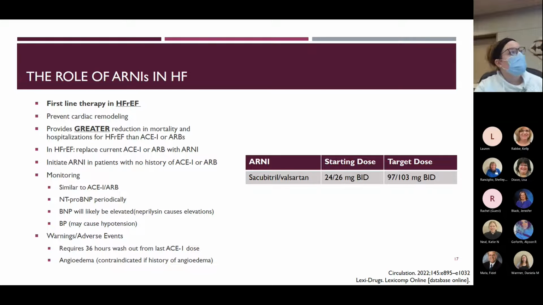And then the target dosing is available for your reference on the side. So we typically start at the lower end at the 24/26 milligrams twice daily, and then work our way up to the target dose of 97/103 twice daily. It is important to note as well that this is a twice daily dose medication. I know that I've run across patients in clinic that had forgotten that piece, so that's an important education piece as well.